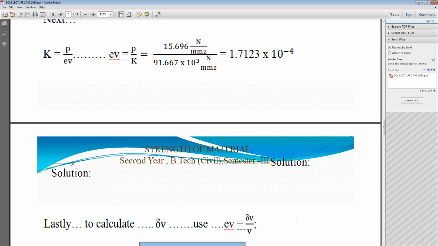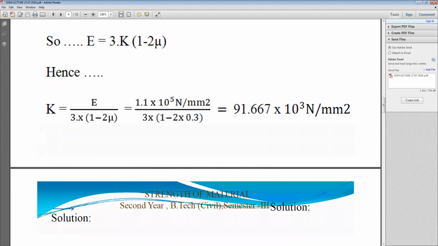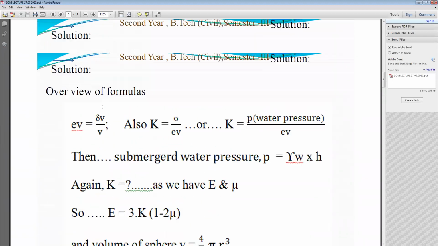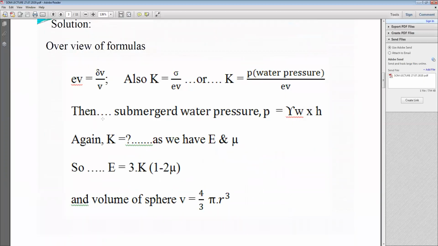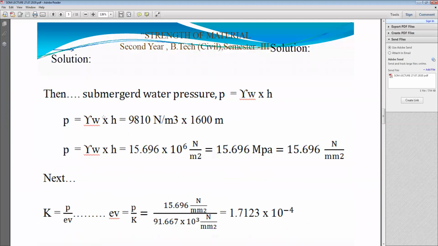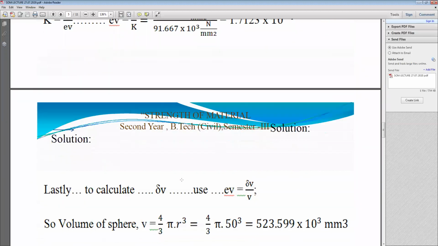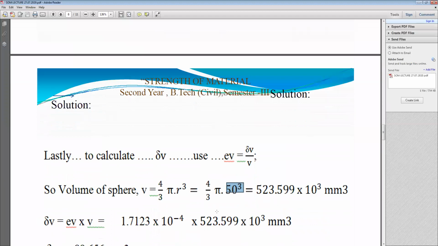R represents the radius of that sphere. What is the value of r? As we know, the small d is equal to 100 mm. Small d means the diameter of the sphere is 100 mm. So small r is equal to d by 2, which is 100 divided by 2, means 50 mm. So r should be taken as 50 mm as the radius of that sphere.